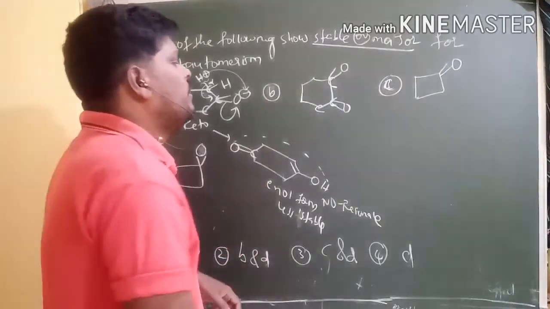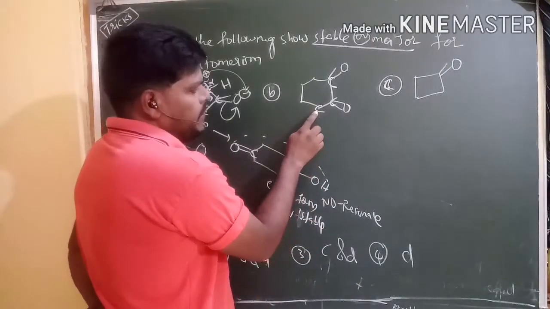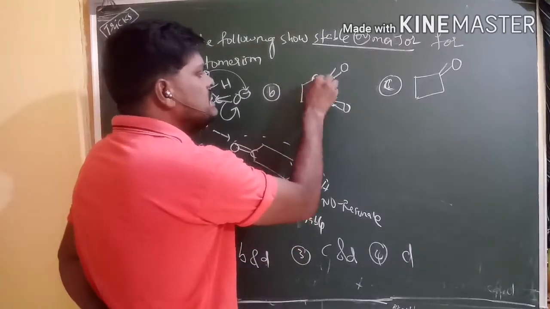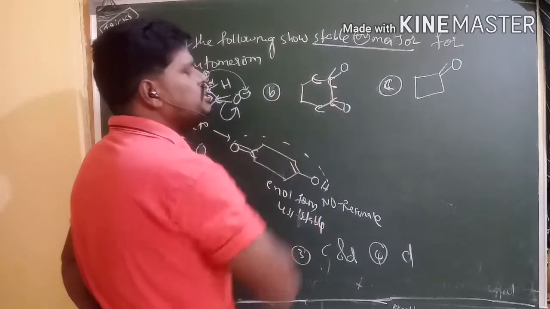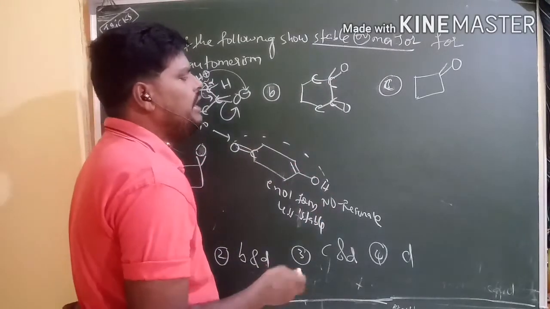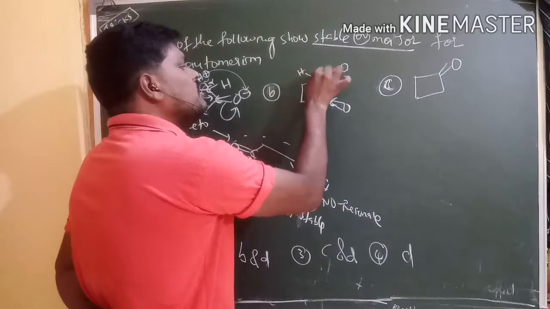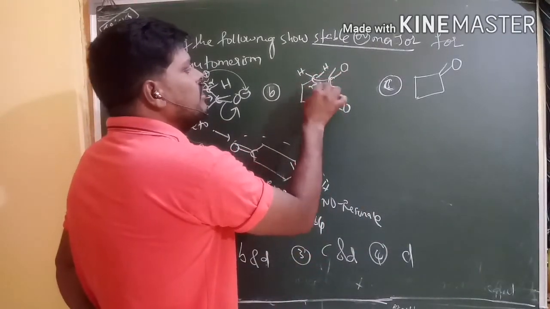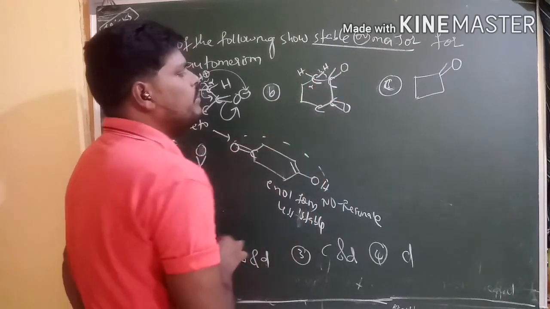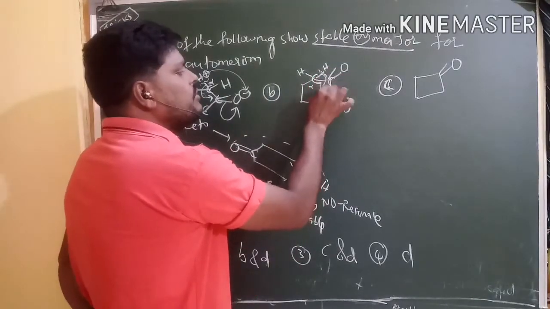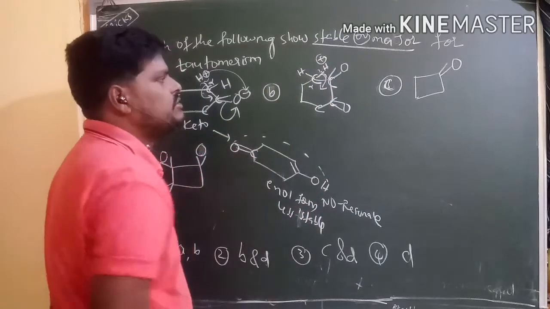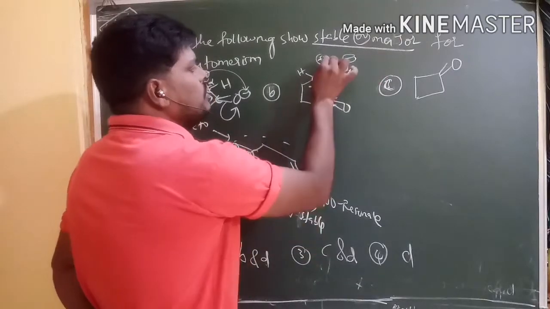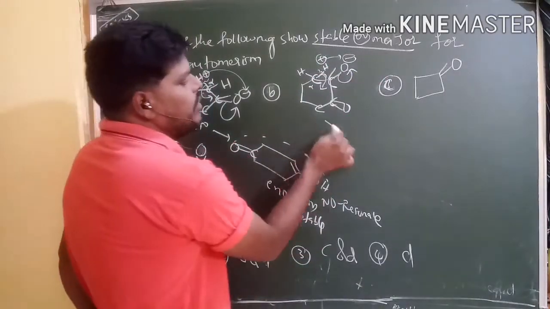Next, the second option. Here this carbon is the alpha carbon for this keto group. You can use any one. So I want to use this alpha carbon. Here two alpha hydrogens are there, right? So the bond here breaks. This bond rotates between these two carbons, hydrogen gets positive, and the other bond rotates towards oxygen, and oxygen gets negative, and the enol form is possible.